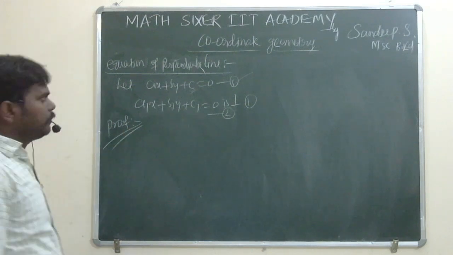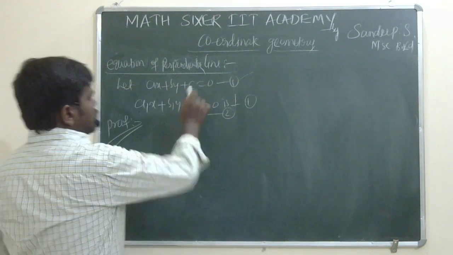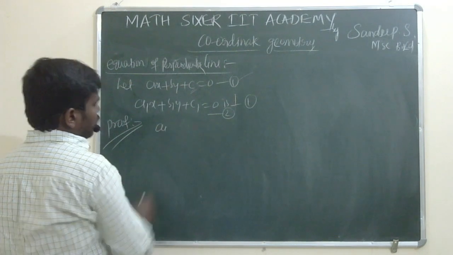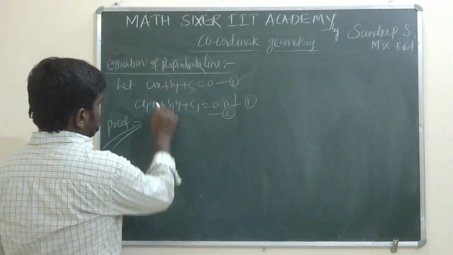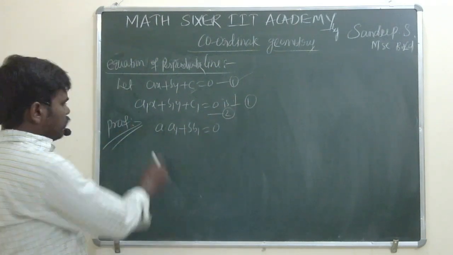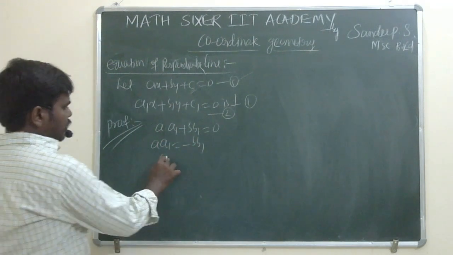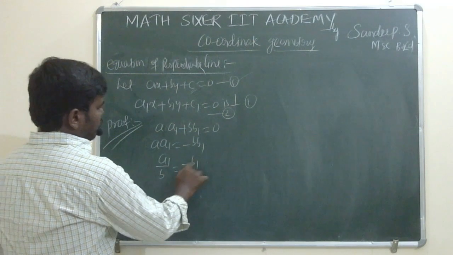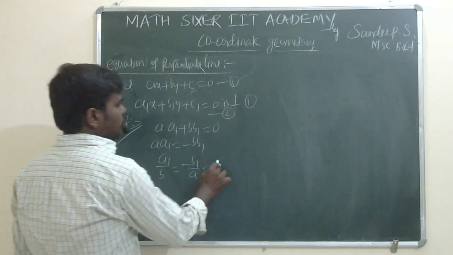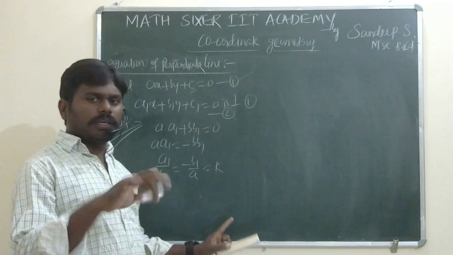So proof here. These two lines represent perpendicular lines. In my last video I gave the condition for perpendicular lines, that is, the product of the coefficients: a into a1 plus b into b1 is equal to 0. That means we can write a1 by b is equal to minus b1 by a. These two are equal. Now suppose that these two are equal to some constant and express a1 and also b1 in terms of a or b.